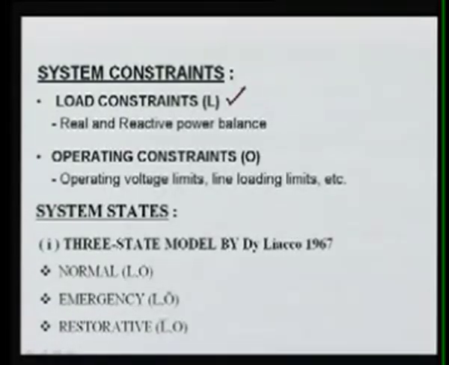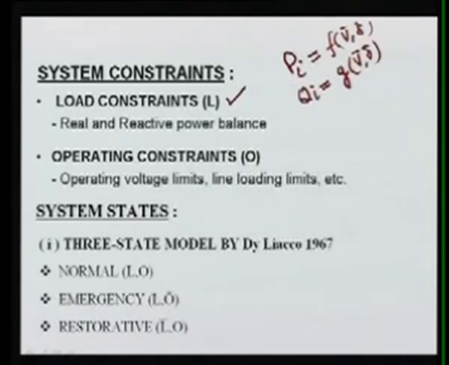This is nothing but your real power as well as the reactive power balance equations. At each node, we can write the P injection at any ith bus as a function of the voltages and the deltas of all the buses. So this is the power balance equation. Similarly, we can write the reactive power injection as equal to another function, G, another equation in terms of voltage and angles. So these are your power balance equations, and they are 2 in number for all the buses.